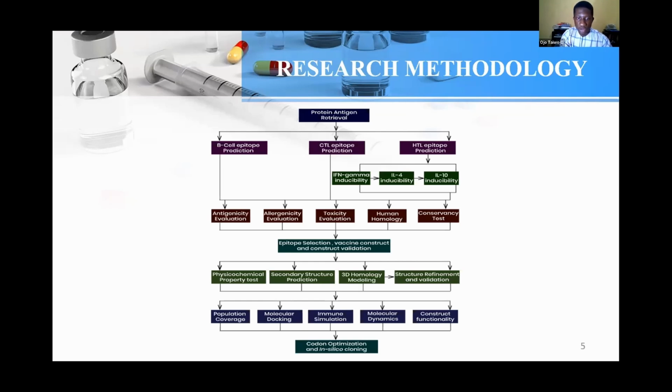So the population coverage is to assess whether the vaccine will not only be limited to a particular region of the world, but also to all regions of the world. And also molecular docking was performed, as well as the immune simulation, molecular dynamics, construct functionality tests, and lastly, the codon optimization and in silico cloning.